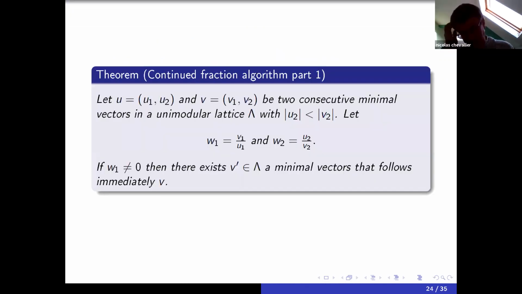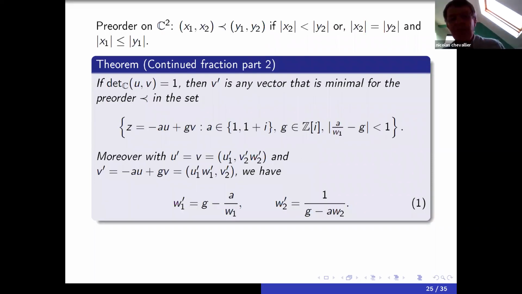With consecutive minimal vectors, we can construct a continued fraction algorithm, we can say, because when you have two consecutive minimal vectors, it is easy to compute the next one. And as before, the important parameters are the ratios V1 over U1 and U2 over V2. And there are two cases. When you compute the next minimal vector, it is easy. You just have to look at a finite set and choose the right point in here.